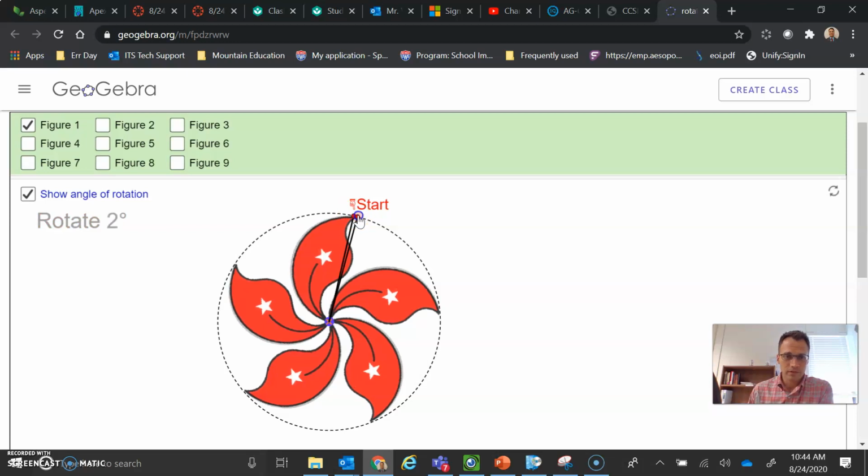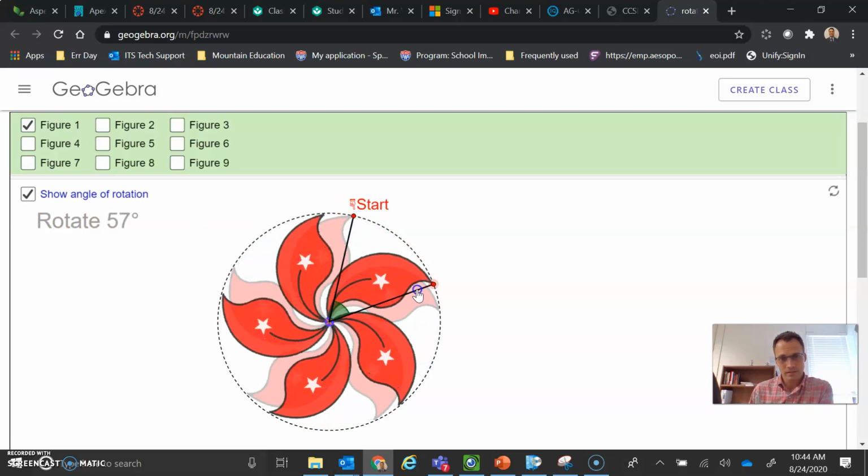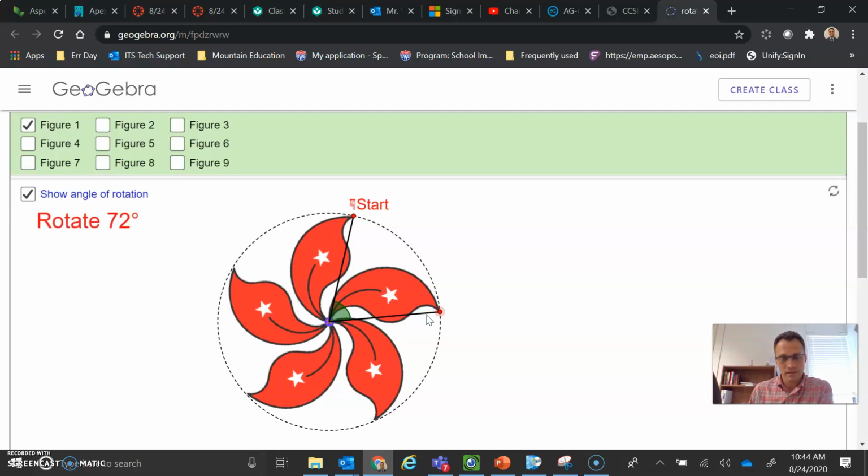So this is a pretty neat little applet, okay? So basically you can see the rotational symmetry that we have. And we're going to rotate this figure all the way back on top of itself. And you can see that that's at 72 degrees.